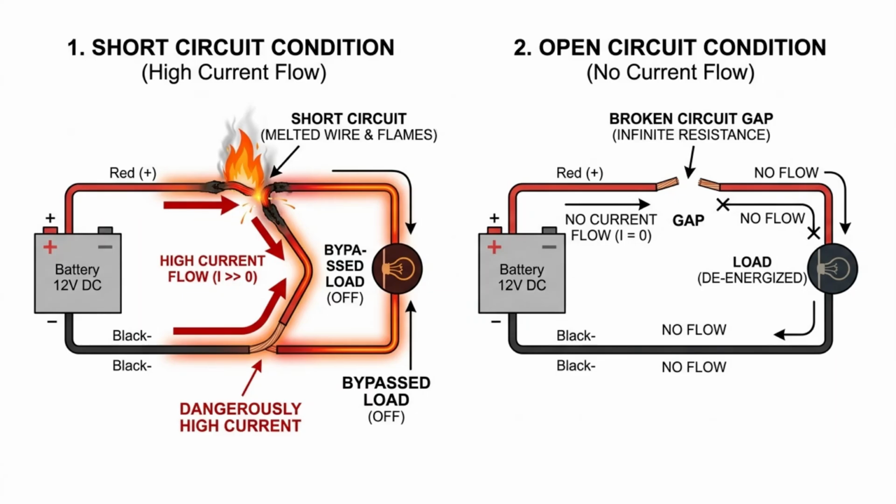What happens when a wire connects directly across a power source with almost no resistance? And what happens when a circuit is completely broken so no current can flow at all? In this video, you'll learn the two extreme conditions in circuit theory, short circuits and open circuits, and why they are critical in both analysis and real-world failures.